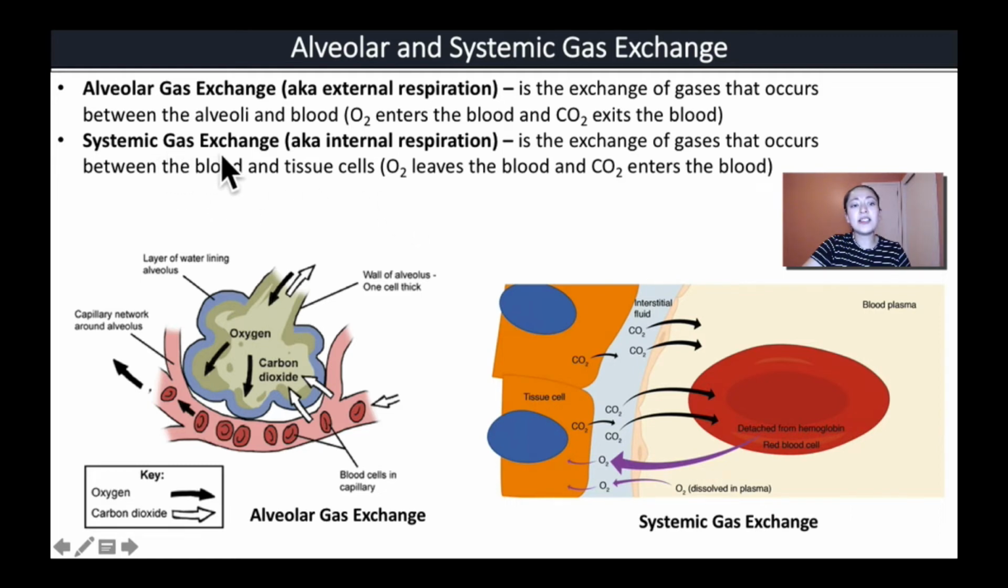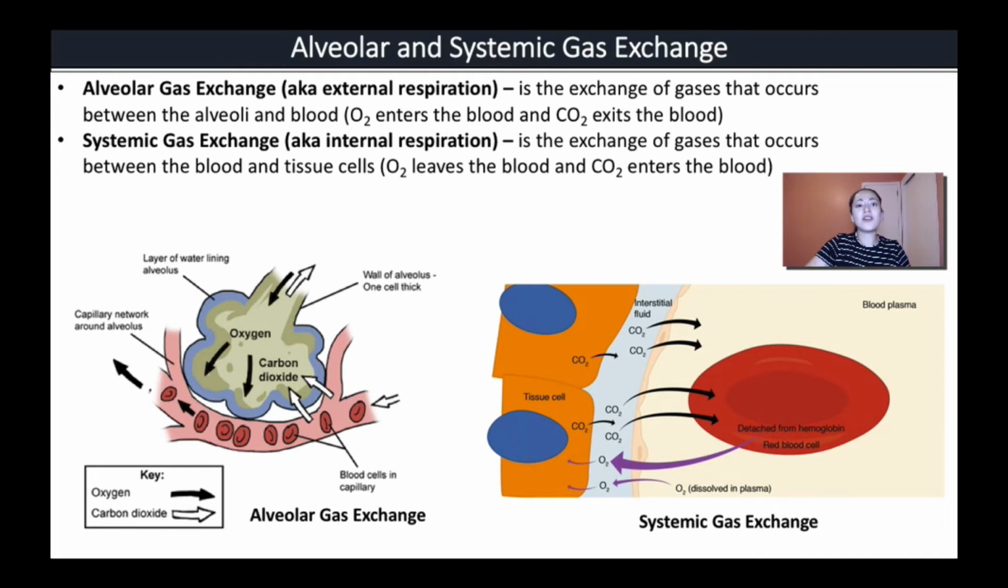Systemic gas exchange is also known as internal respiration. This is the exchange of gases that occurs between the blood and the tissue cells. In this case, the goal is to supply our tissue cells with oxygen. So oxygen leaves the blood and enters the tissue cells. The tissue cells are producing carbon dioxide as a waste product, so the carbon dioxide will leave the tissue cells and move to the blood.